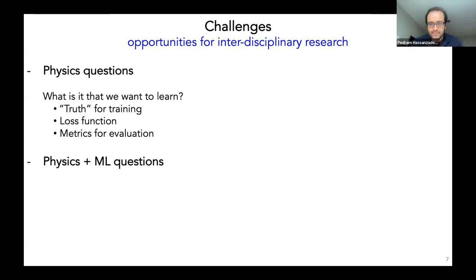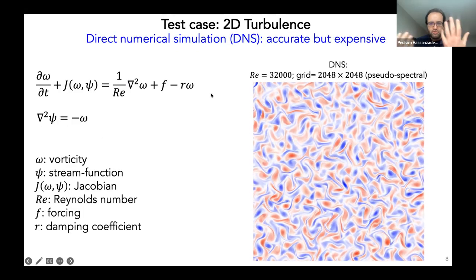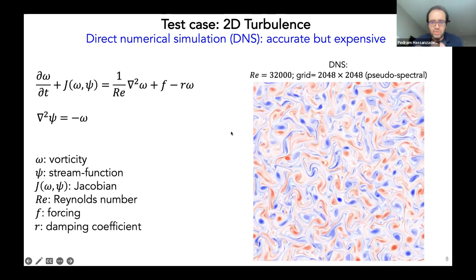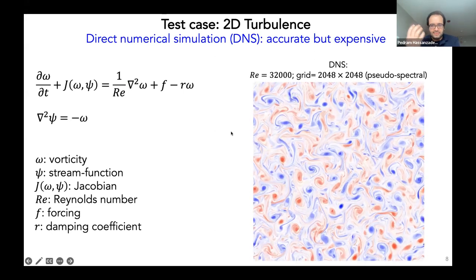And that choice, that information tells us what should be a loss function in the machine learning technique, and also the metrics that we choose for evaluation. So I think this is an important question. It's a purely physics question that the domain scientists need to answer. To give you an example of this, I'm going to use two-dimensional turbulence as a simple test case.